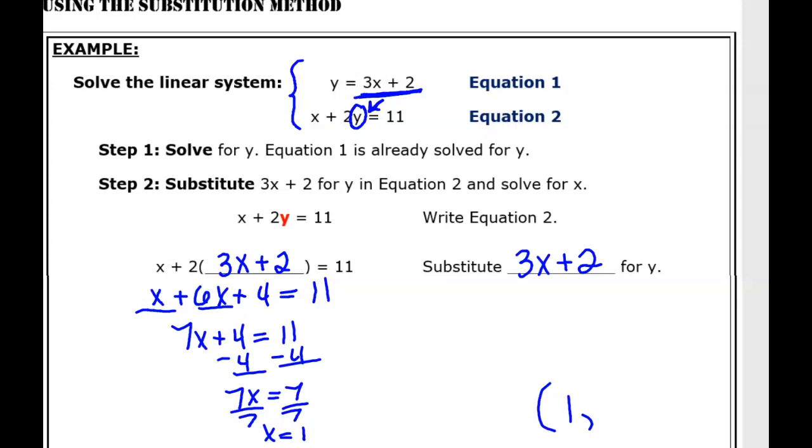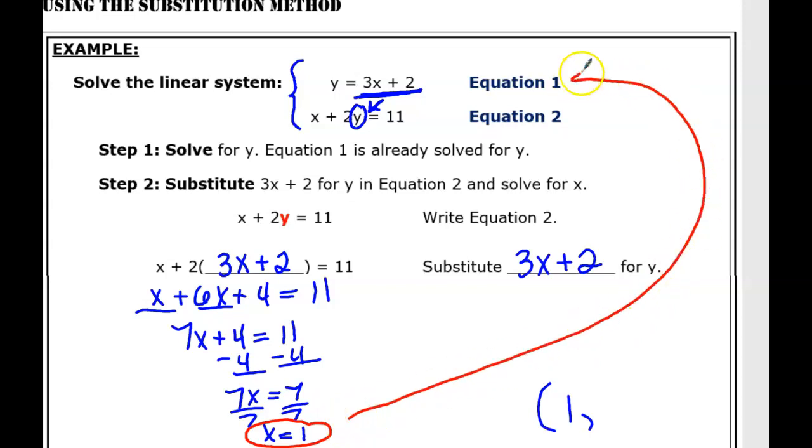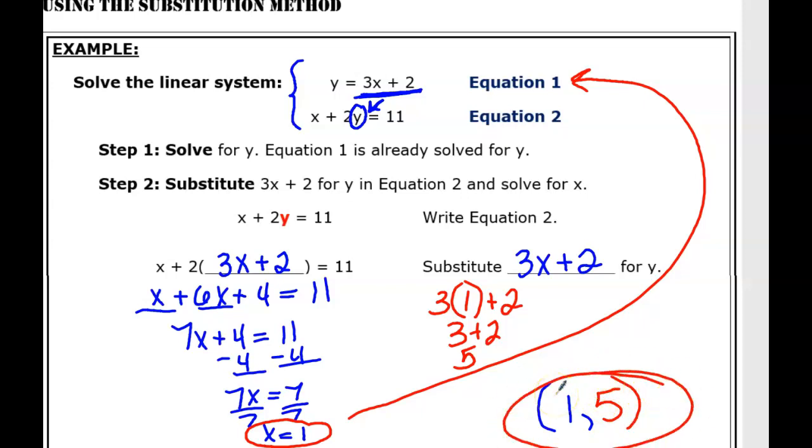So we're more than halfway there, because we take that x now and we plug it into this first equation. Y equals 3x plus 2. Or you can just think of it right here. So it's 3 times our x, which is 1, plus 2. 3 plus 2 is 5. So our y is 5. So there's our solution, 1, 5.